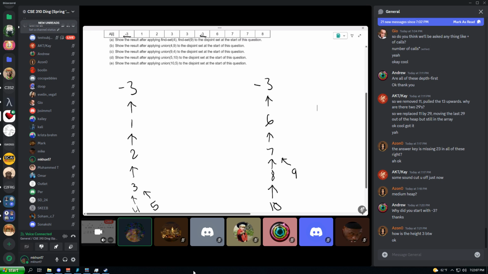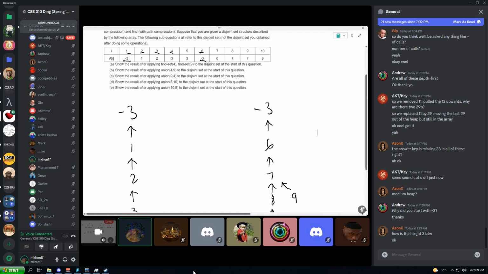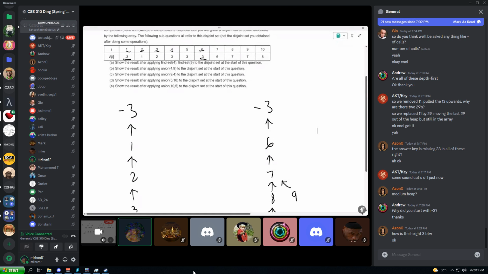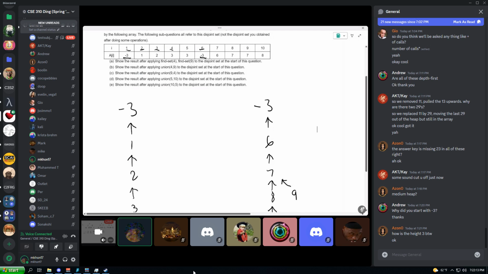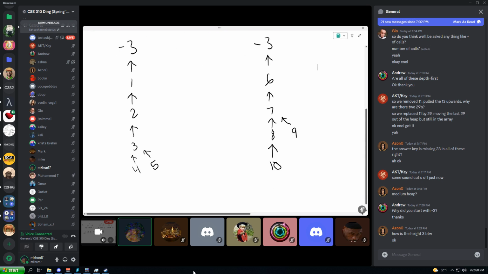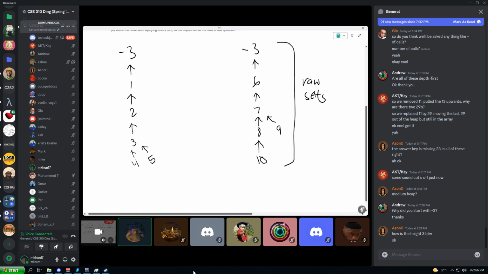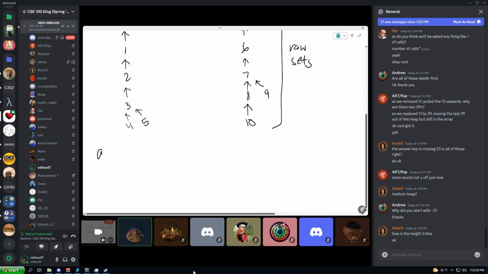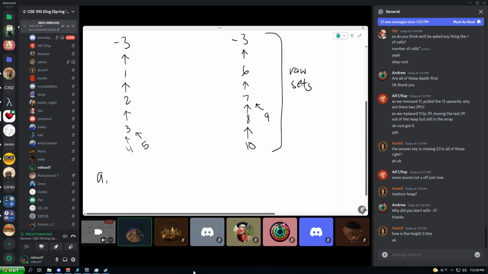Anyways, with all that said, now we can actually start looking at A, B, C, D, and E. So for A, show the result after applying Findset 4 and Findset 9 to the disjoint set at the start of this equation. So keep in mind, these are our raw sets. Those will be what we start off with. So I'm going to start with A. A says Findset 4 and 9.